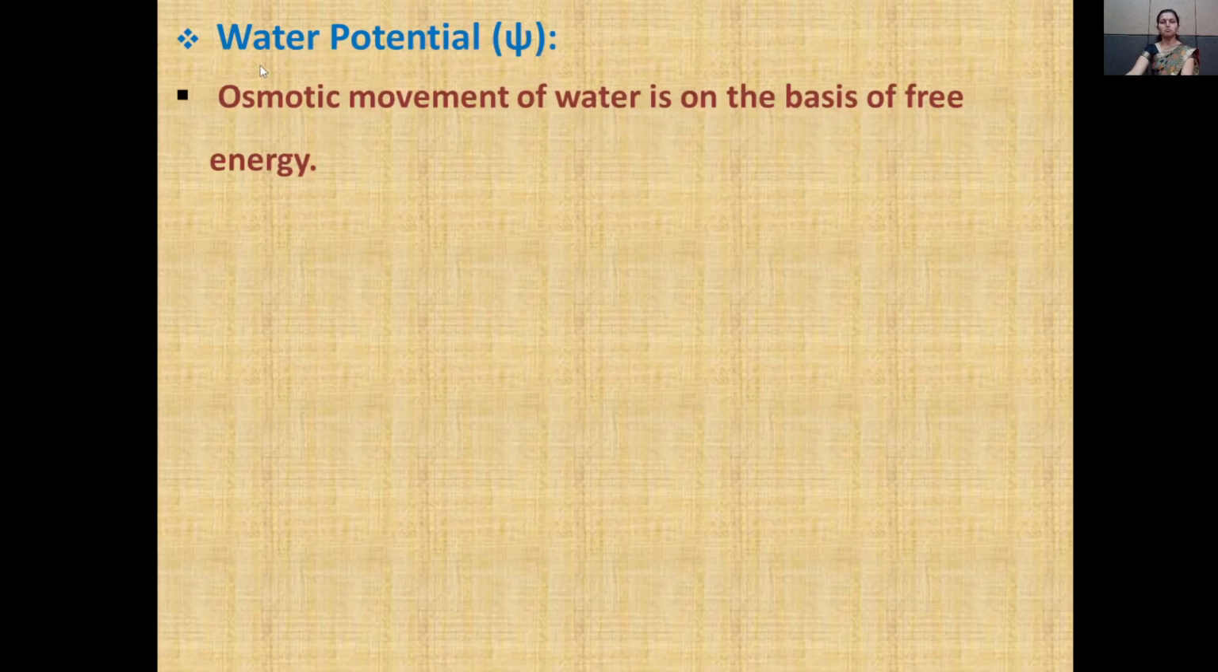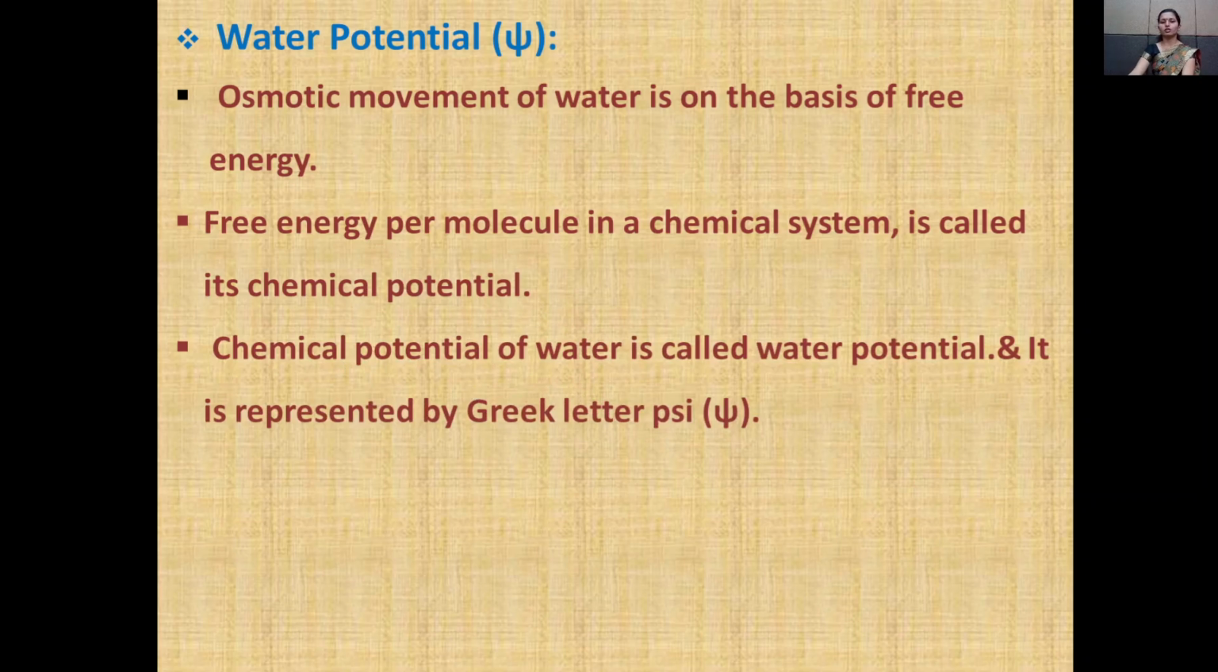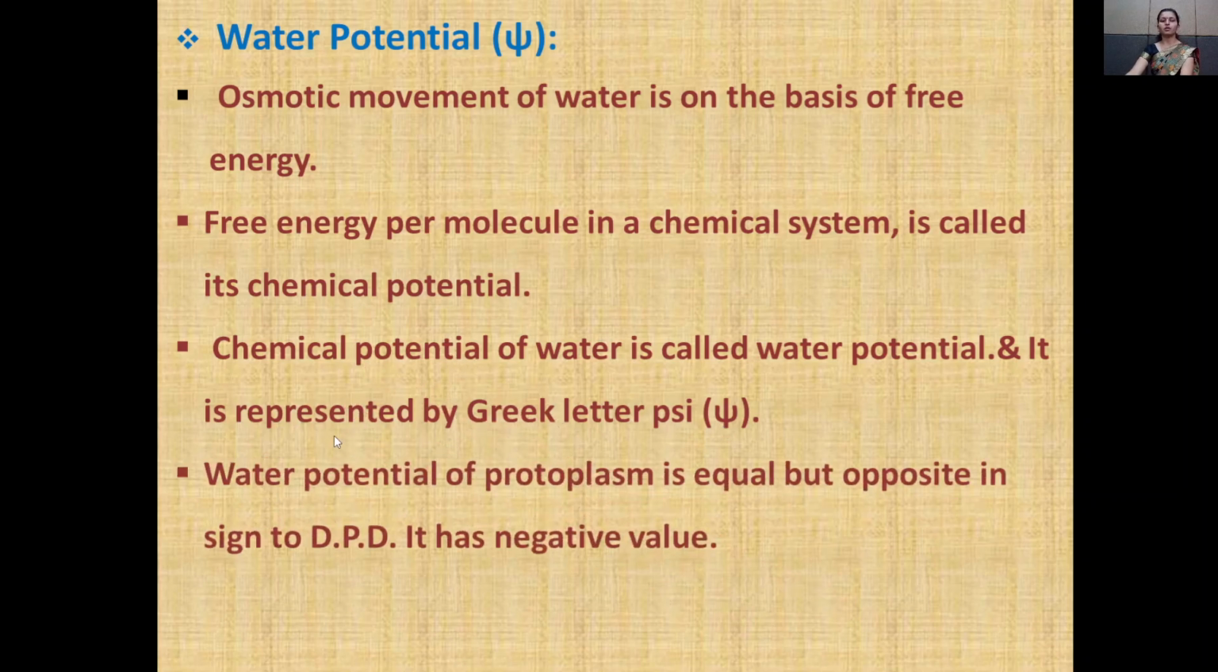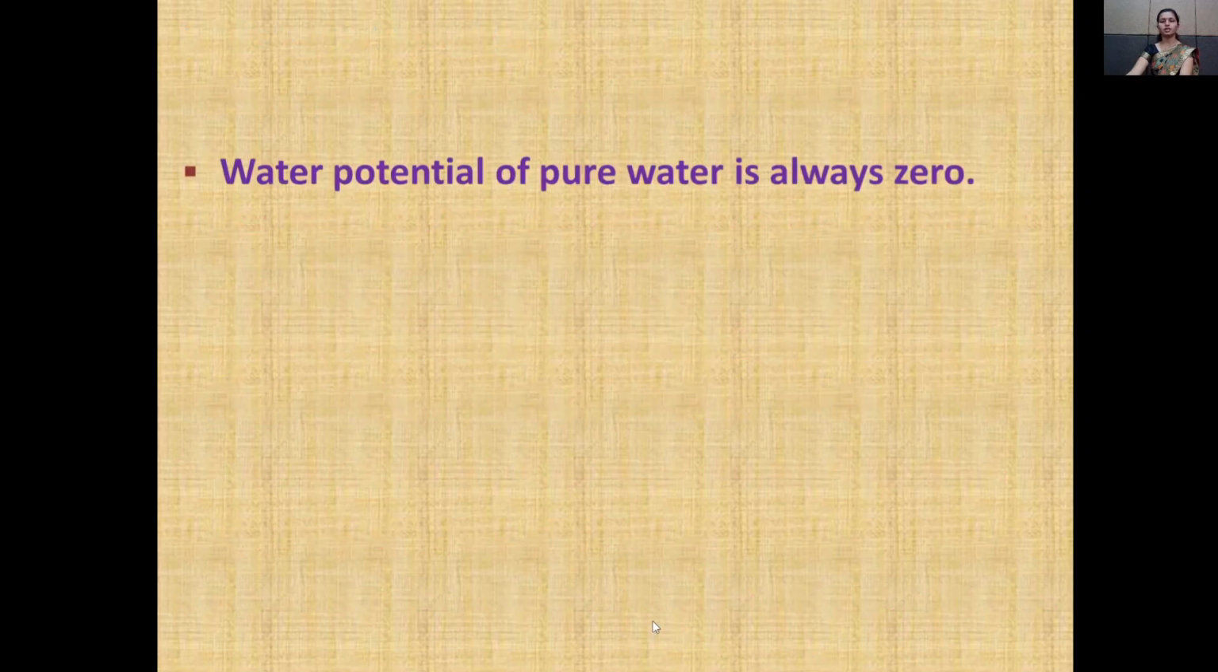Water potential. Osmotic movement of water is on the basis of free energy. Free energy per molecule in a chemical system is called chemical potential. Chemical potential of water is called water potential, and it is represented by the Greek letter psi. Water potential of protoplasm is equal but opposite in sign to DPD. It has a negative value. The unit of measurement is bars or pascals or atmospheres. Go to the next slide.